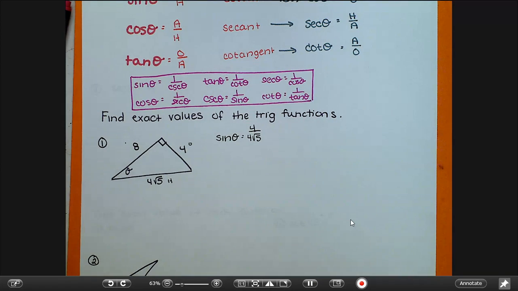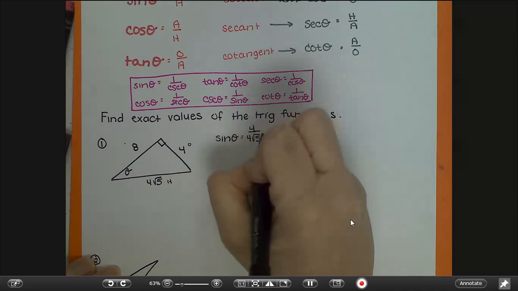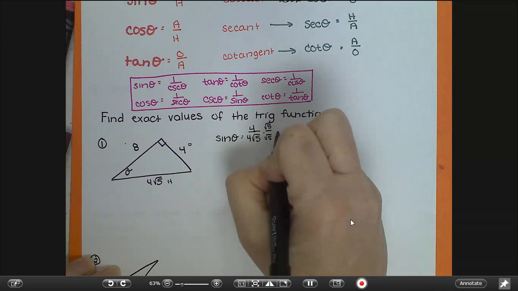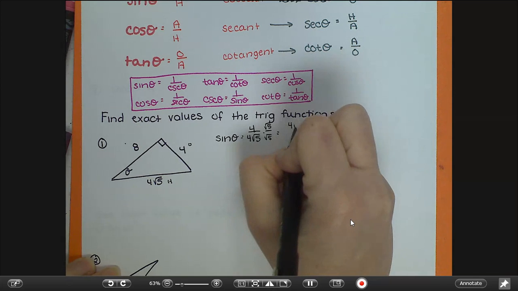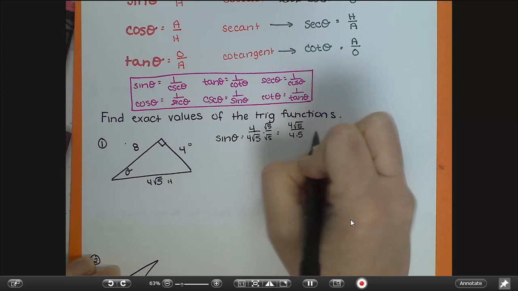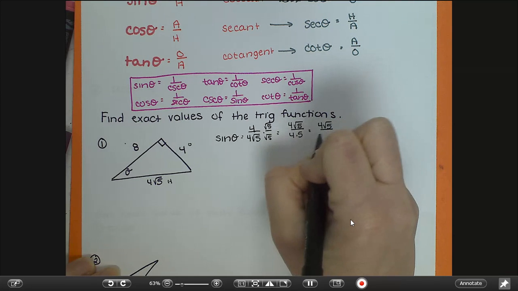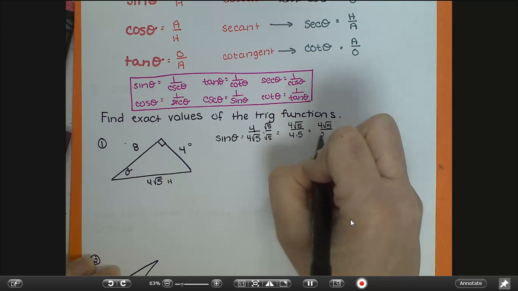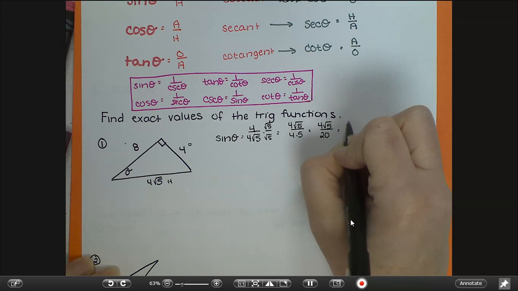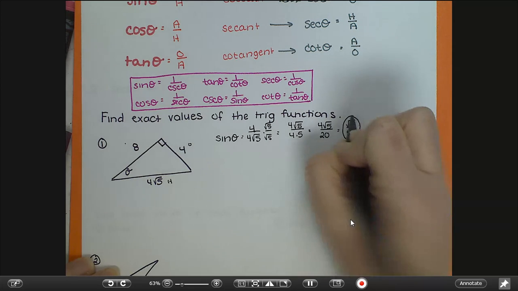Now, we can't leave a radical in the denominator, so we do need to rationalize. We're going to multiply by the square root of 5 over 5. So we have 4 root 5 over 4 times 5. 4 root 5 over 20, and I can cross out those 4's right there, but I'm going to do it this way just in case you end up in that situation. So the square root of 5 over 5 is sine.